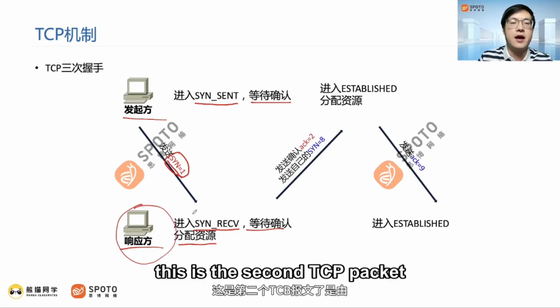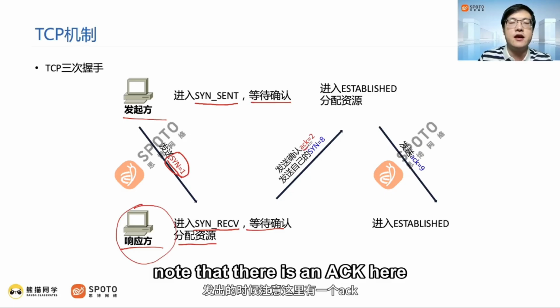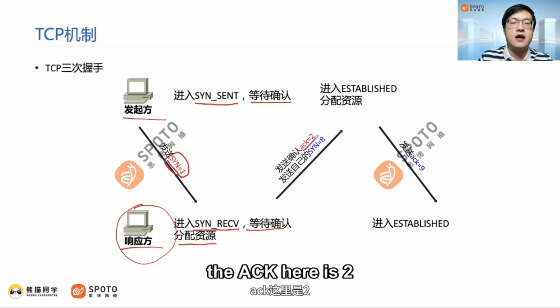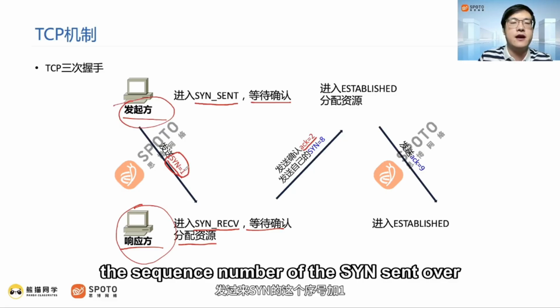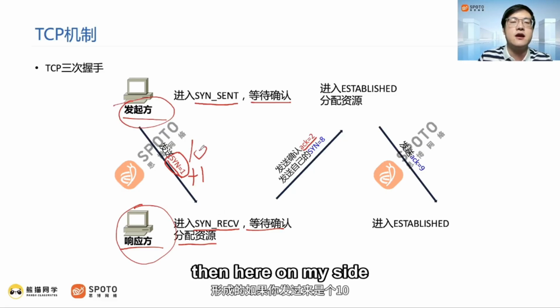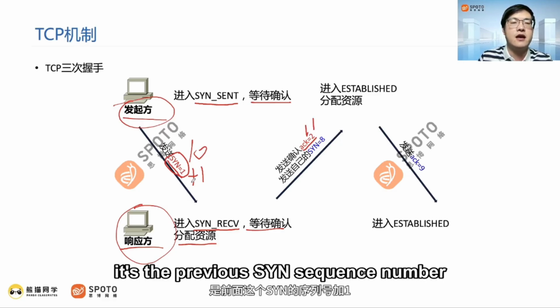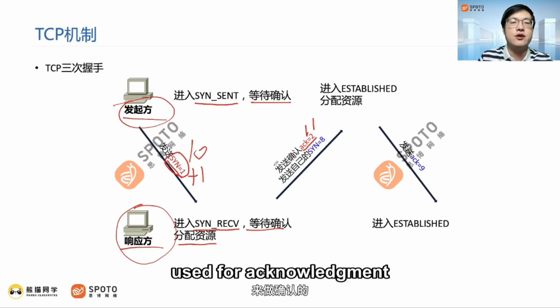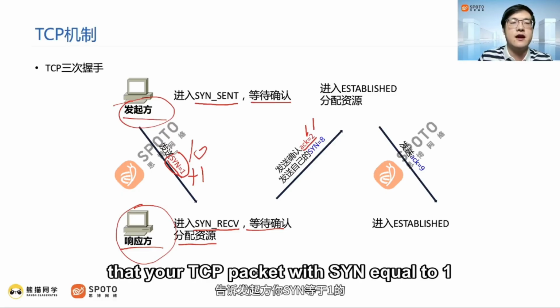This is the second TCP packet sent by our responder. When sending, note that there is an ACK here. Pay attention, this too is not random. It is derived from the sequence number of the SYN sent over by the initiator earlier, plus 1. If what you sent was 10, then the ACK sent here is the previous SYN sequence number plus 1, used for telling the initiator that your TCP packet with SYN equal to 1.